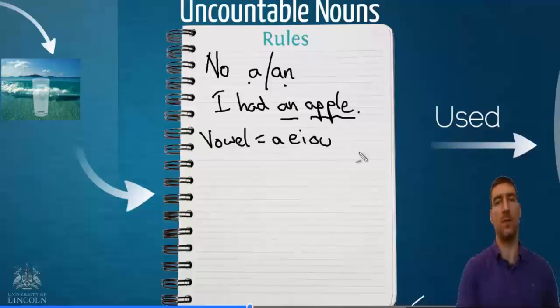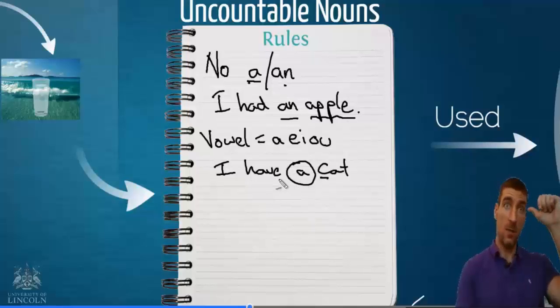Okay. If the word that follows the article is a word that starts with a consonant, let's say I have a cat. C is a consonant, it's any other letter in the alphabet besides A, E, I, O, U. Then we begin with just the A.